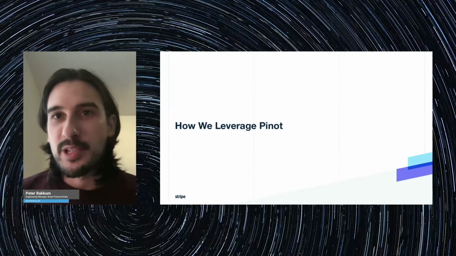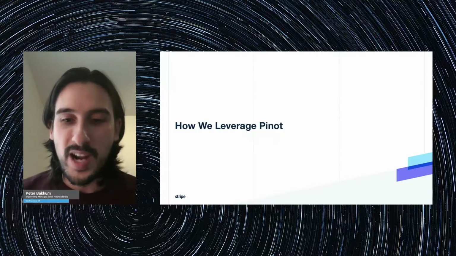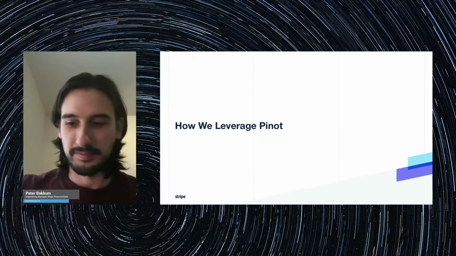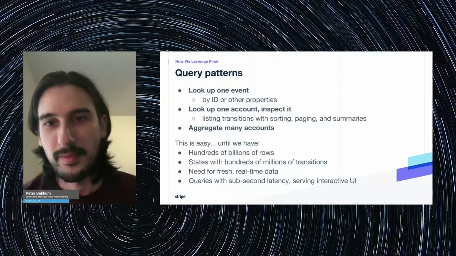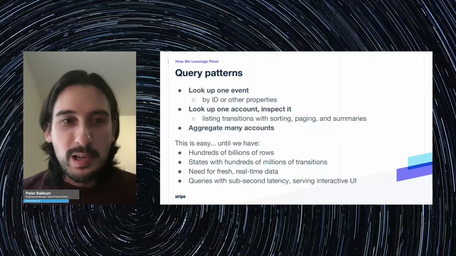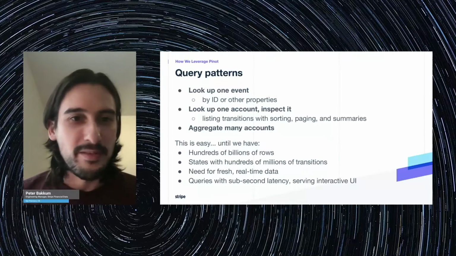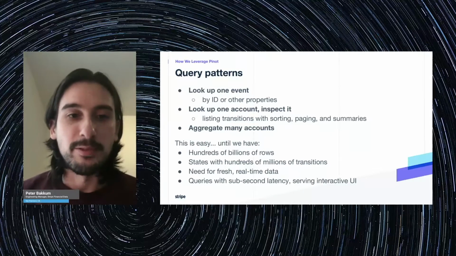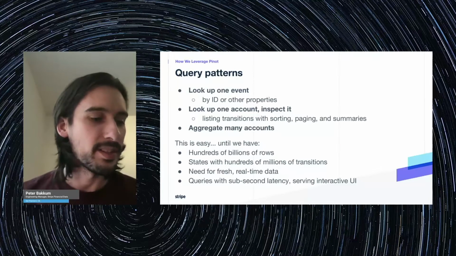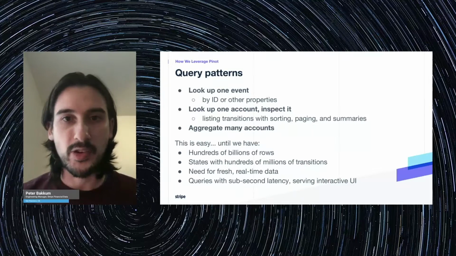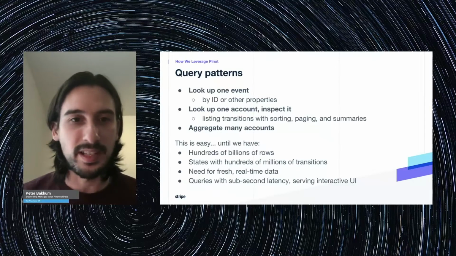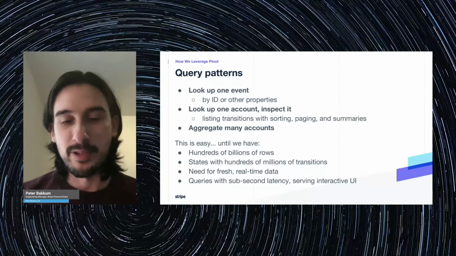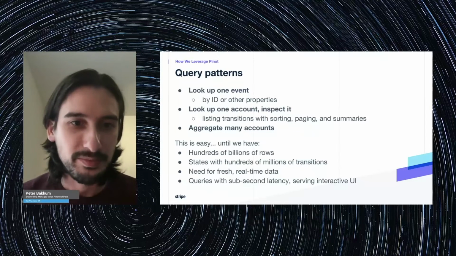So how do we leverage Pinot to track and serve this data model? Well, we have several query patterns that we need to answer, given the model I've just described. So first, you need to be able to look up a specific event. Often these are tied to IDs that are inside Stripe. So an account ID, a charge ID, a payout ID. We need to be able to look up and inspect events.